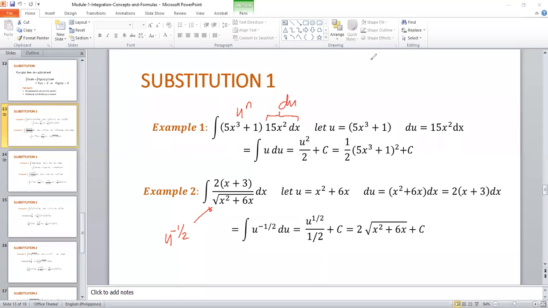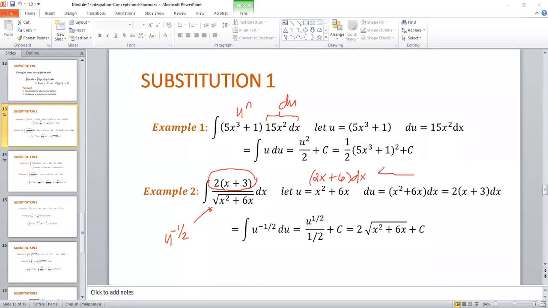Now, if you have in mind that you will use power rule for this, then your u will be the x squared plus 6x expression. Now, check whether the thing that you see here in the numerator can represent the derivative of this u. So there's a need for you to differentiate. Now, when you differentiate, this will be 2x plus 6, right? Your answer is 2x plus 6 dx. That's the derivative.